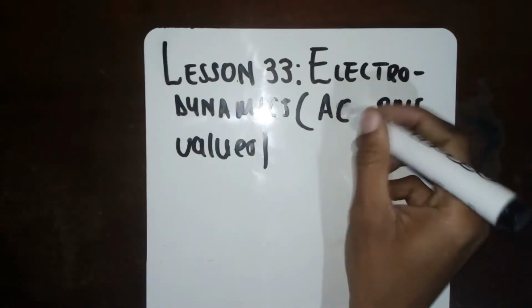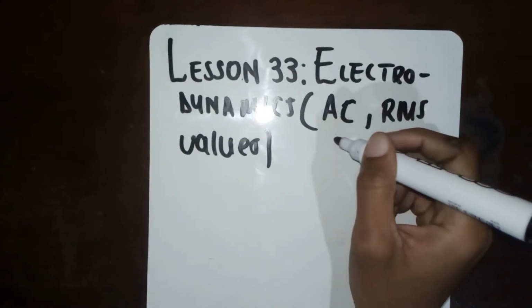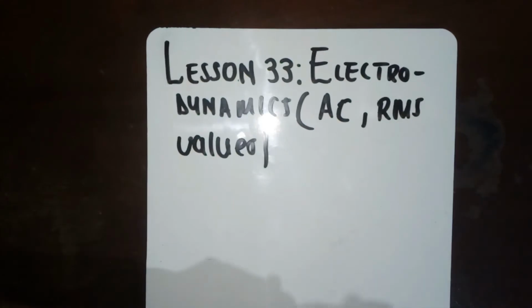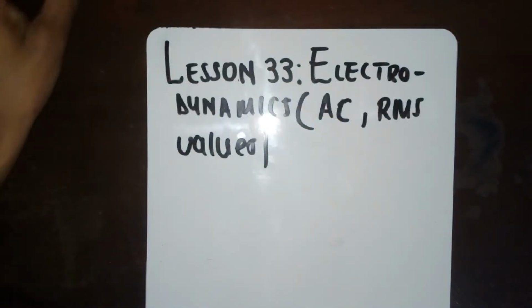We are on lesson 33, and we're going to talk a little bit about alternating current, of course, as well as direct current, and then also talk about RMS values. Okay, so we've already touched a little bit on AC current as well as DC current, because remember we spoke about AC motors, AC generators, direct current, or DC motors, DC generators.